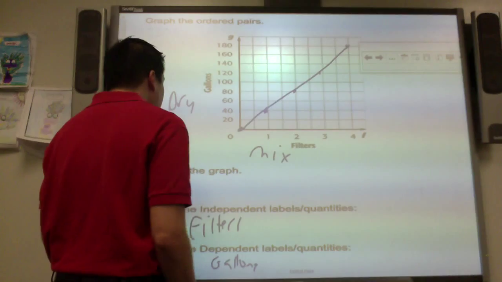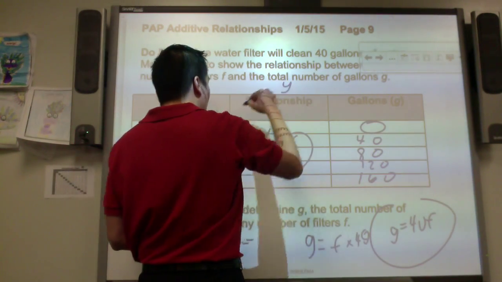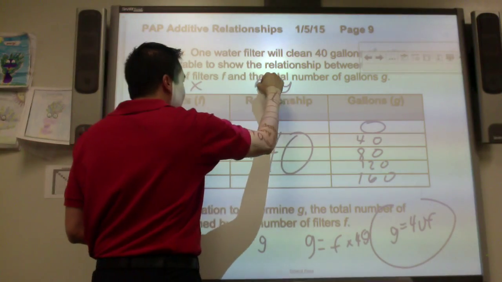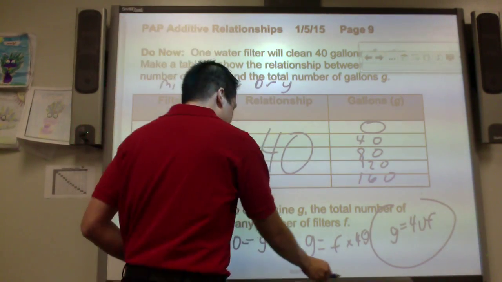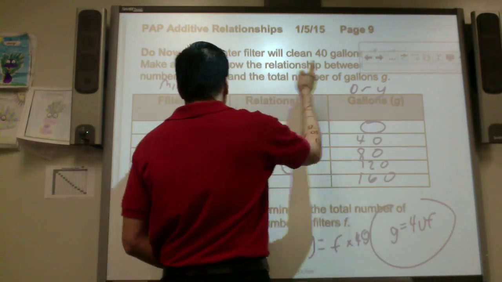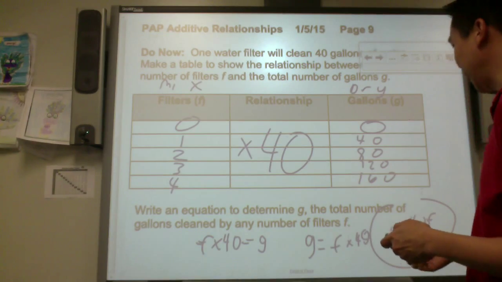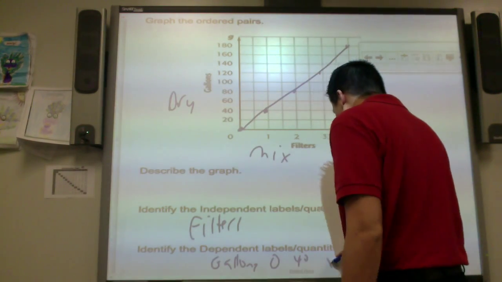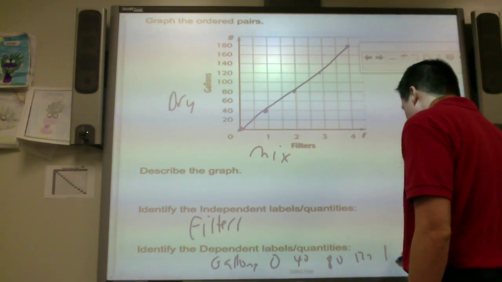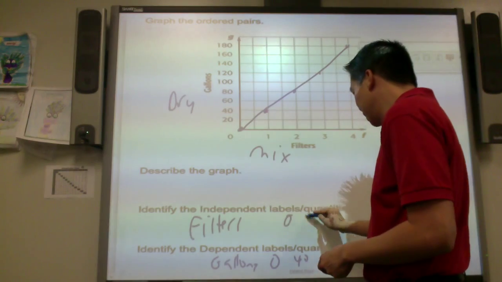What numbers did we use? We can also go back here. This is X. This is Y. DRY MIX. So this is the dependent. Whoops. This is the dependent. This is the independent. The dependent numbers are 0, 40, 80, 120, 160. The independent numbers are 0 to 4.